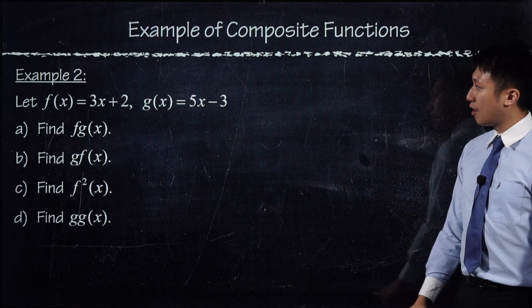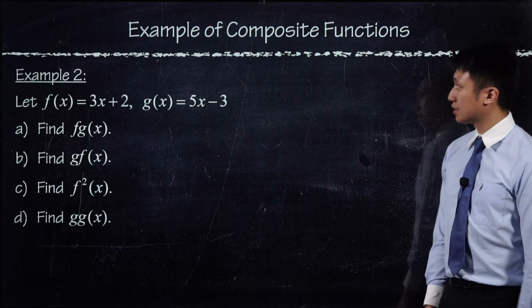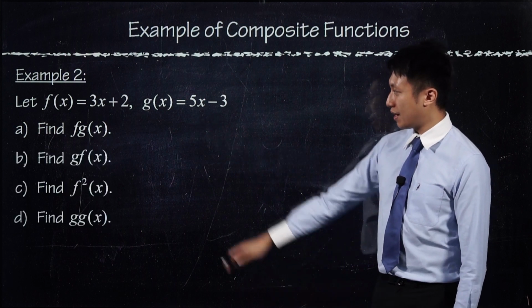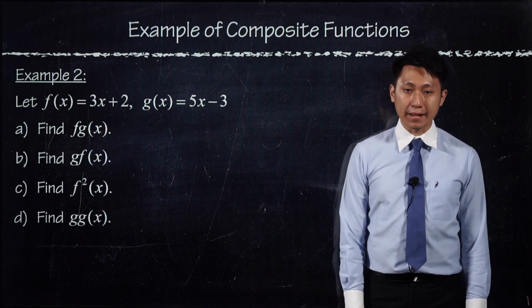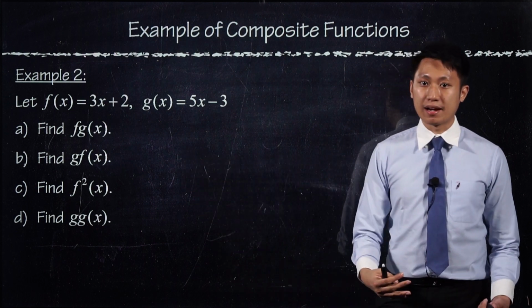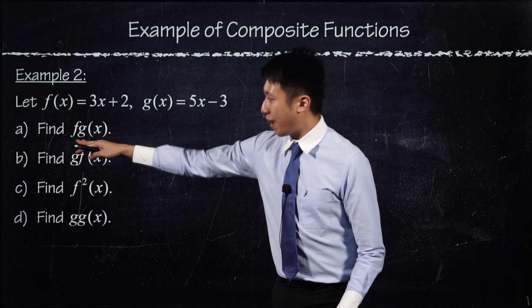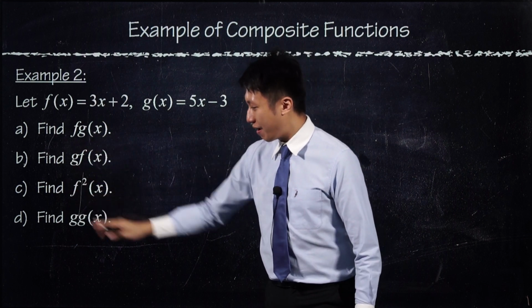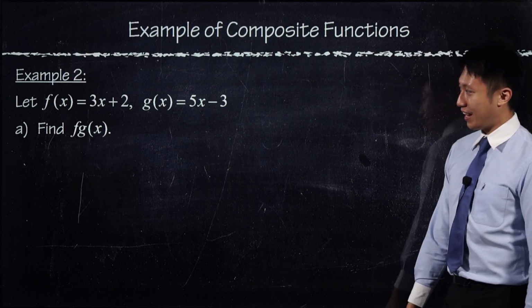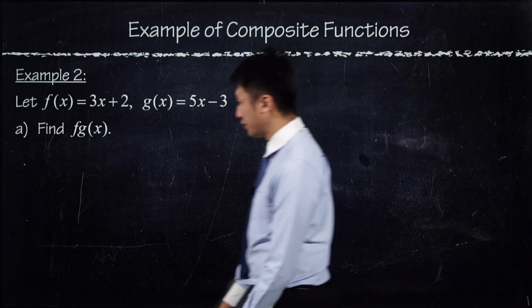Next, examples of composition of functions, composite functions. If you can do it, then you do it. If you can't, then I'll show you first. This one is slightly more difficult than the previous one because I have fg, gf, f square, and gg. Next, fgx, easy. Let's do it.